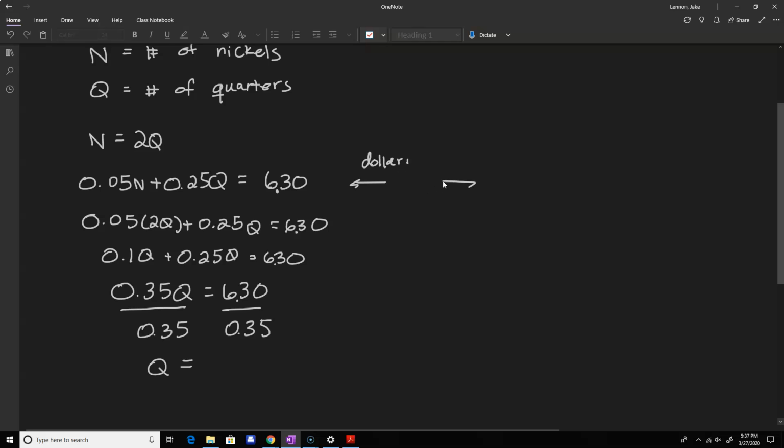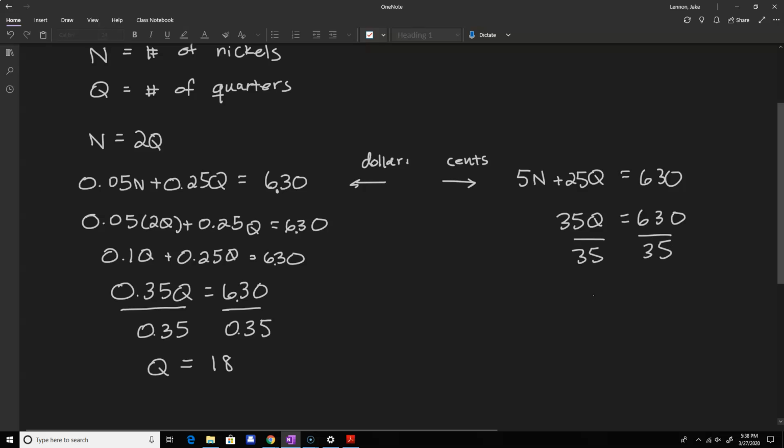If I wanted to solve the same equation using cents, I would write it instead as 5n plus 25q equals 630. Both of them are going to come out to the same answer. So what is that answer? You have to be really careful with those units, because if you're not paying attention like I was, you can mess them up easy. So you get 18. If you do it over here, your equation would just end up as 35q equals 630, which would also give you 18 as your answer. So either way you do it, you're going to come out the same with 18 as your answer.